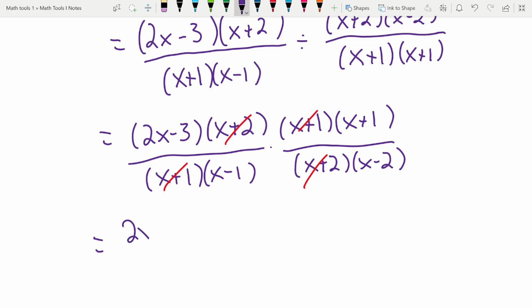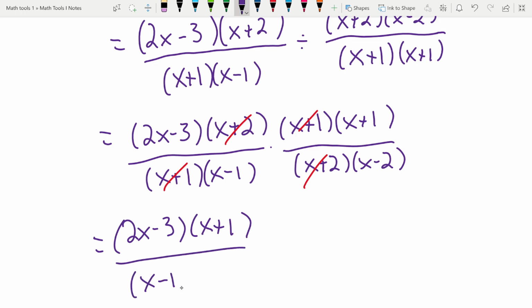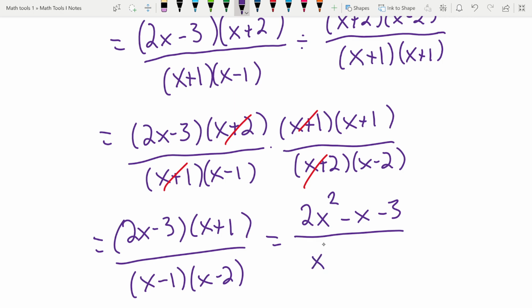So we have 2x minus 3, x plus 1, over x minus 1, x minus 2. And you could leave it like that, or we could multiply this out to get 2x squared minus 3x plus 2x, so minus x minus 3, over x squared minus 3x plus 2. Okay. And then that would be it. No way to make that any simpler because we already saw there's no more common factors there.